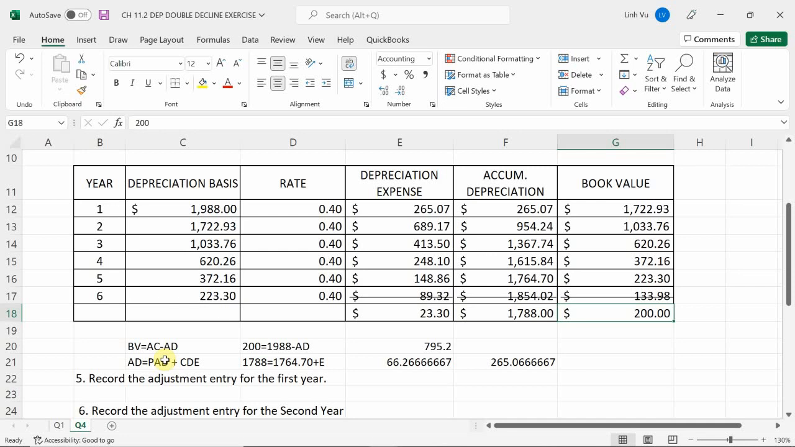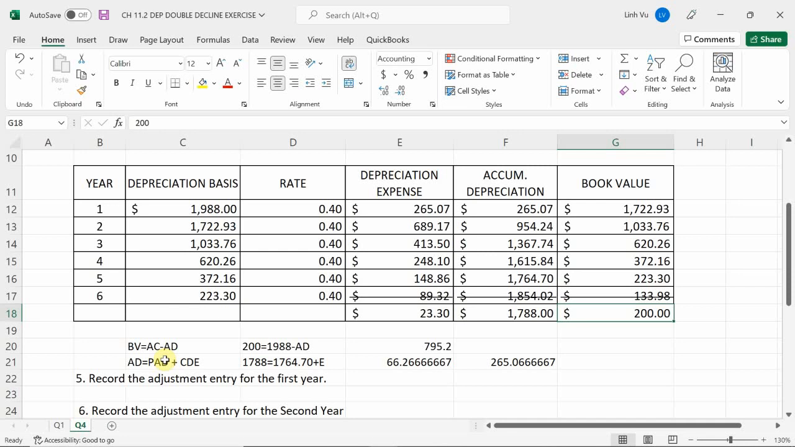Okay. Formula for accumulated depreciation is your previous year's accumulated depreciation plus your current year's depreciation expense, right? We're trying to solve for the current year's depreciation expense because we don't know it yet. But we do know two numbers, right? We know that our accumulated depreciation that we solved for from the previous problem is 1788.